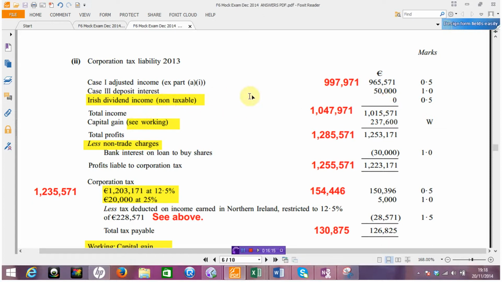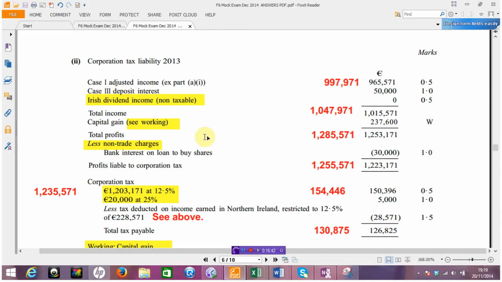Do make sure you put it in, because you will not get that half mark if you don't. If you simply exclude it, I cannot see you getting that mark. So make sure you make the point to include it, but obviously at 0. In terms of the capital gain, I'll come back to that in a second. That was fairly straightforward. And then we've got some non-trade charges, which we'll see when we go down, that we're just going to simply take against the case 3 income.